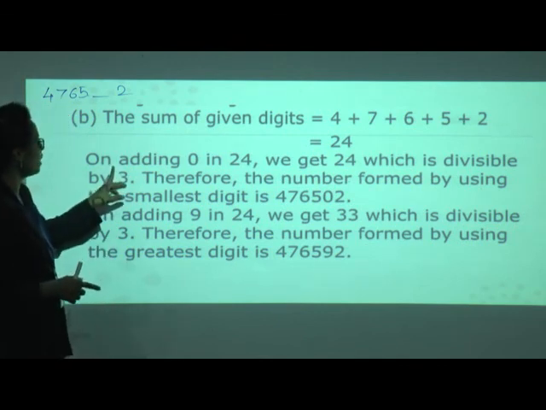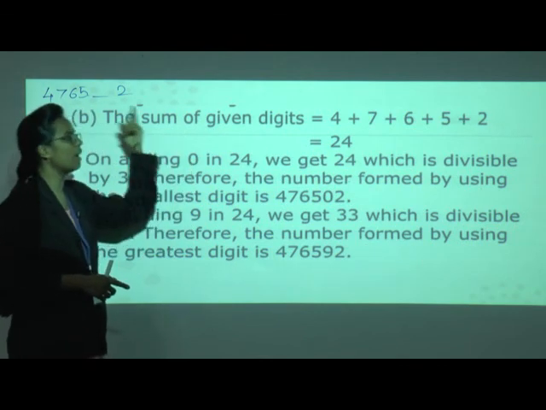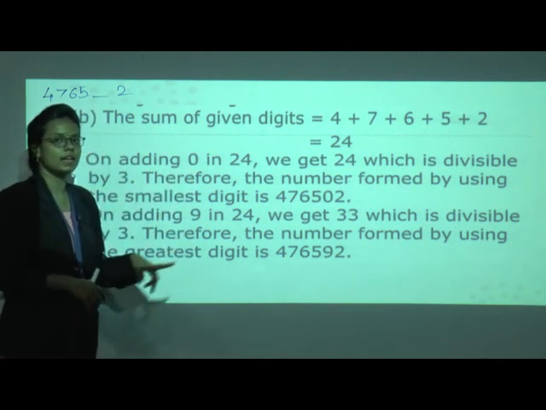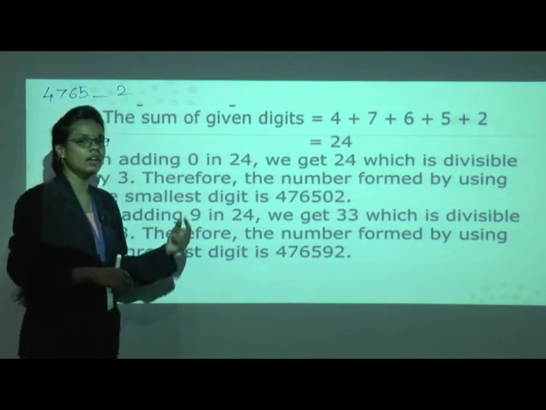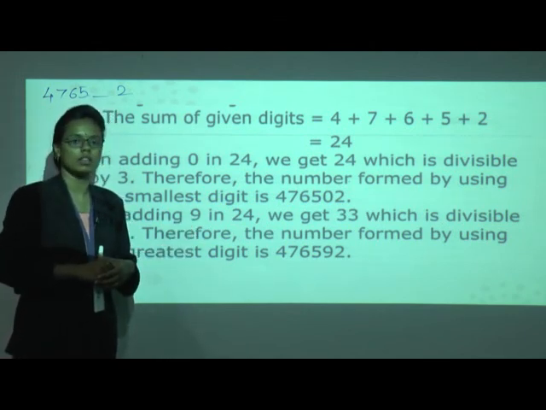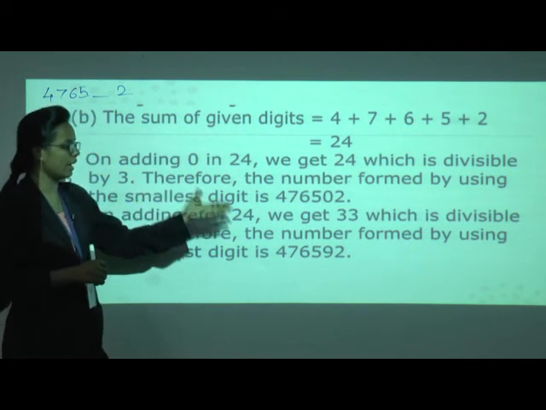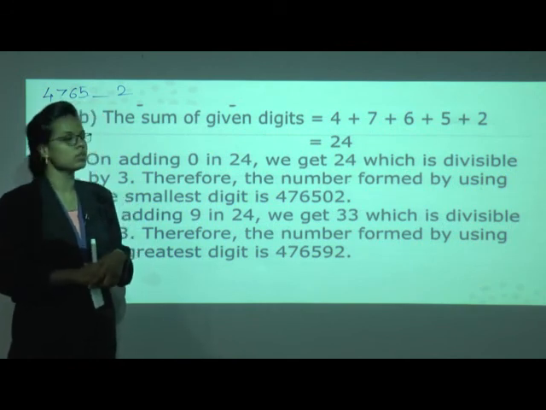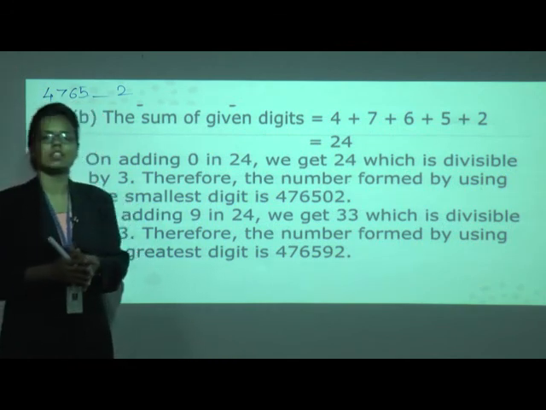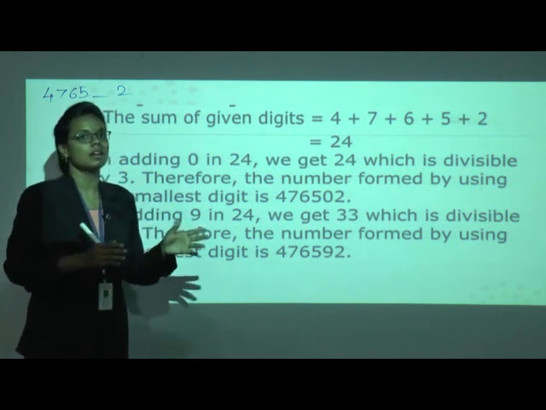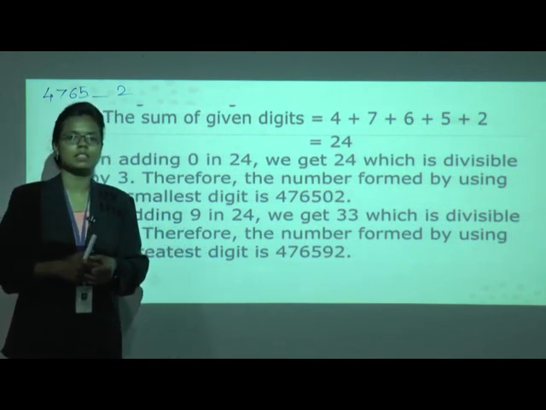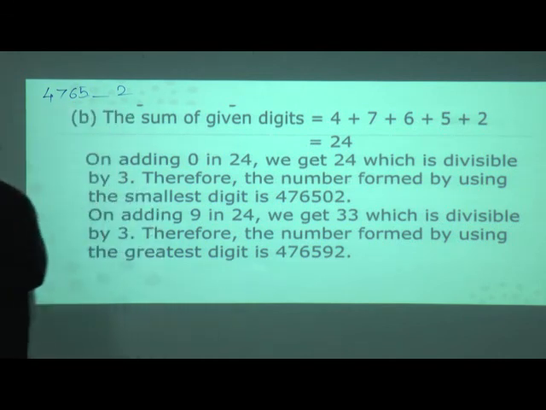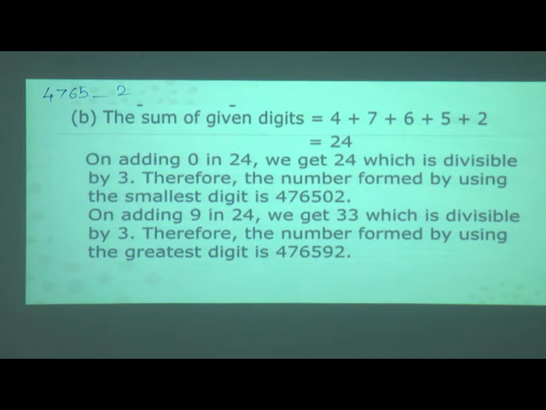So the smallest number which we have added in the blank space is 0 and the greatest number we have added in the blank space is 9. When we did the sum, we got the answers 24 and 33, which are divisible by 3. So these were the examples to find the smallest as well as the greatest numbers we have to put in the blank space to find out whether the given numbers are divisible by 3 or not. Let us see the next one.